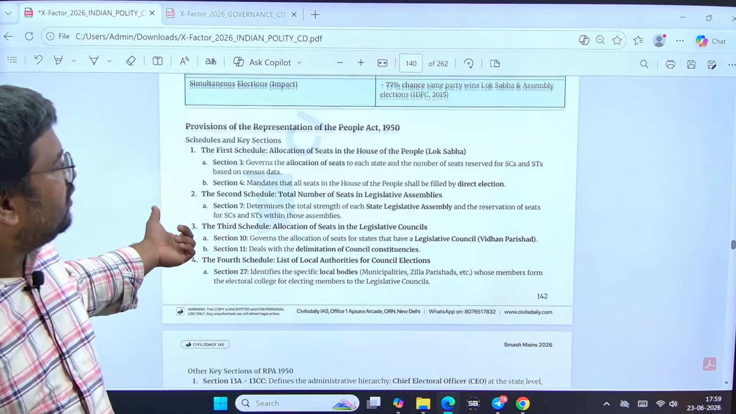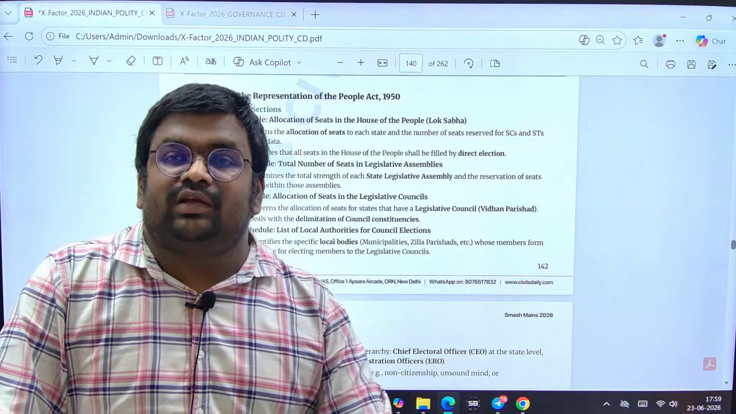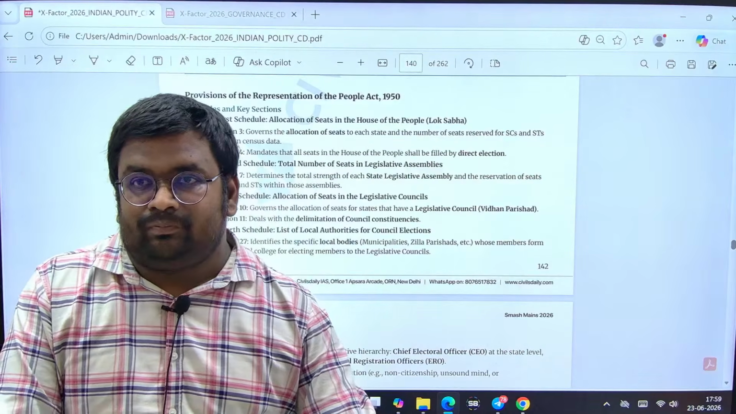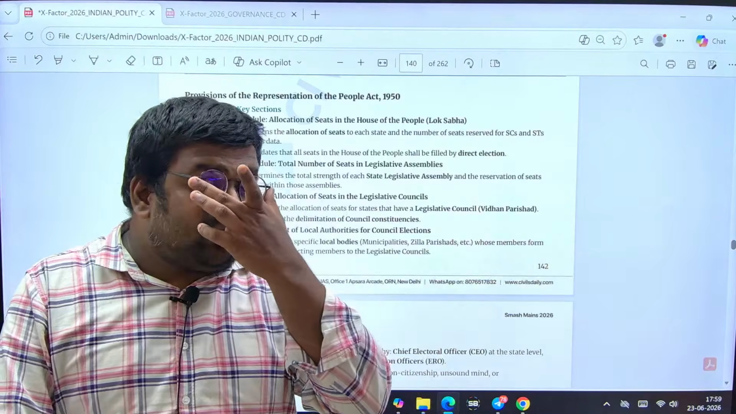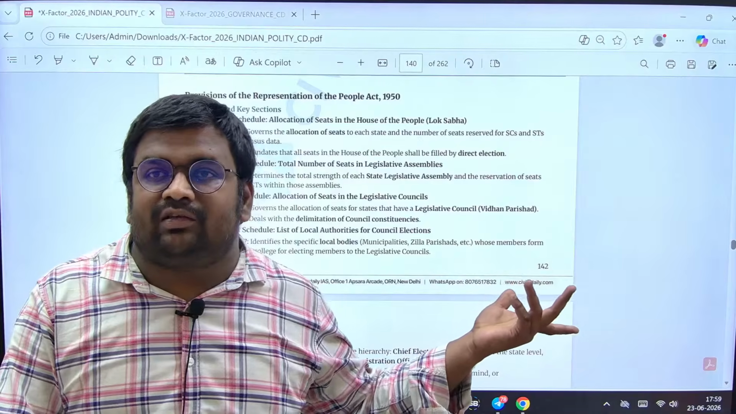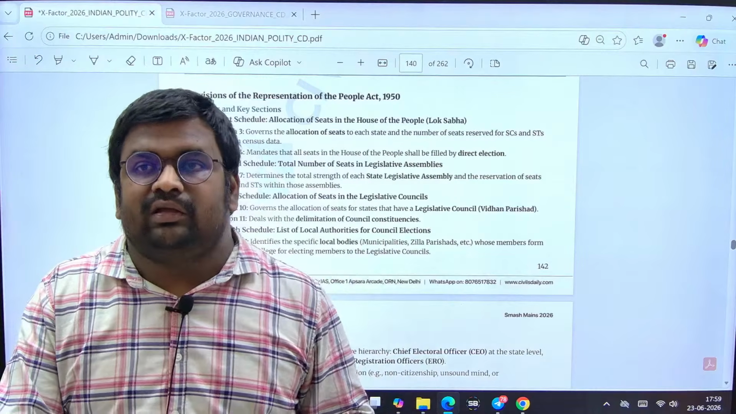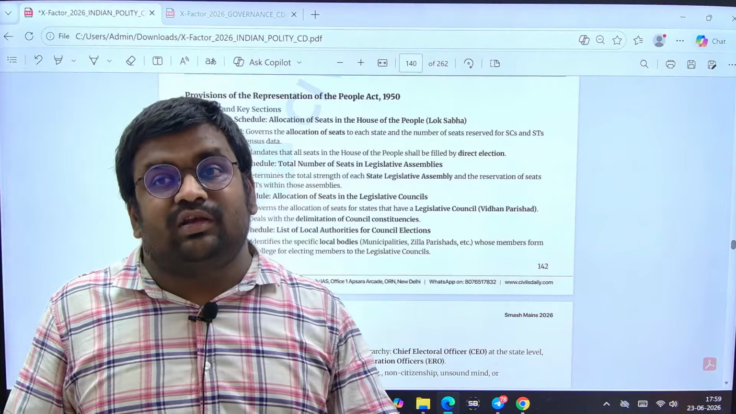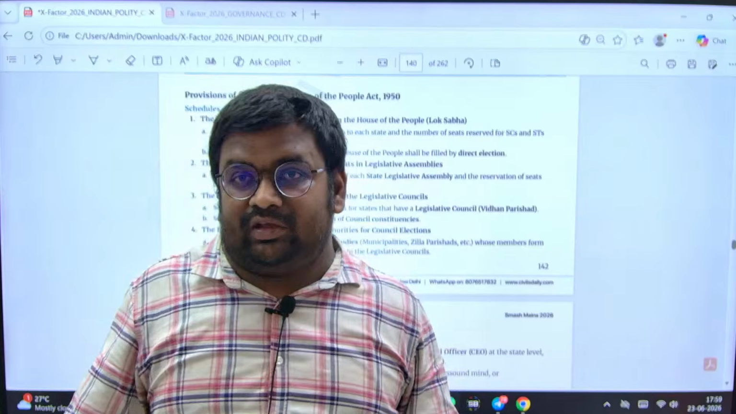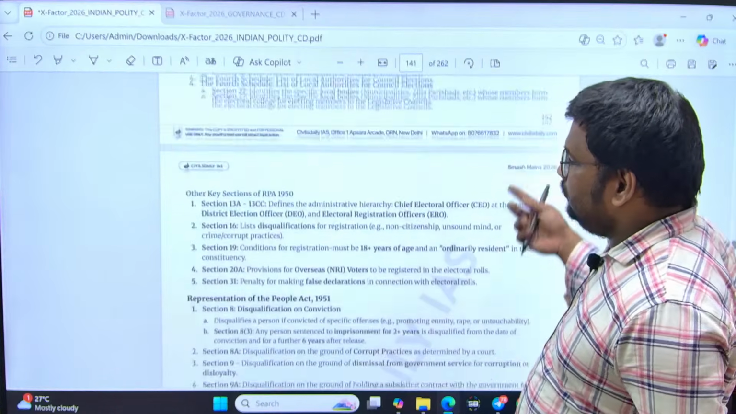Then specific provisions of the Representation of People Act 1950. Now the SIR exercise has been conducted under RPA 1950, okay. On the 1951 Act they have asked a lot with respect to disqualification, 4 times in the last 8 years, so they can ask next year also. That we have covered. But secondly, as SIR is in the news this year, they can ask what the key provisions of the Representation of People Act 1950 are. That you also have here, okay.